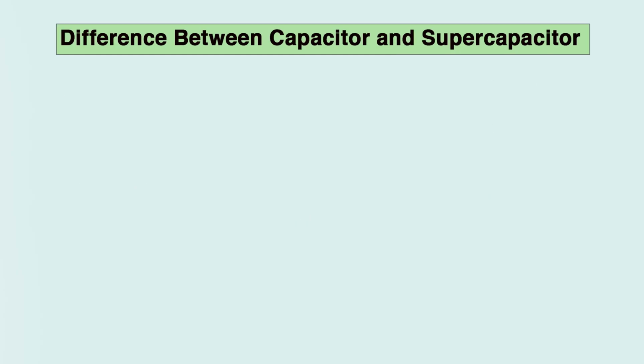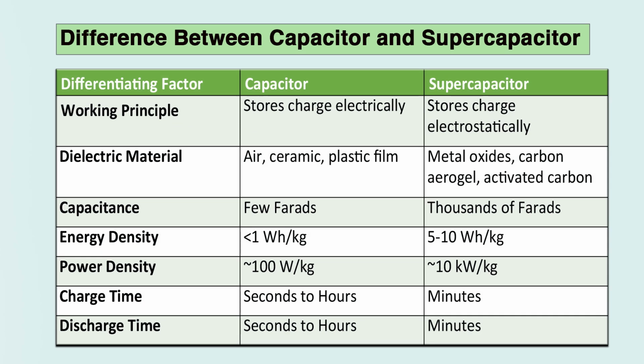So let us see the difference between a conventional capacitor and the supercapacitor. If we consider the working principle, electrolytic capacitors store charge electrically. However, the supercapacitor stores charge electrostatically. That is why a supercapacitor has a higher capacitance value compared to your conventional capacitor. If we talk about the dielectric material, in the case of electrolytic capacitors, air, ceramic and plastic films are more common, whereas in supercapacitors, metal oxide, carbon aerogel and activated carbon are more common dielectric materials.